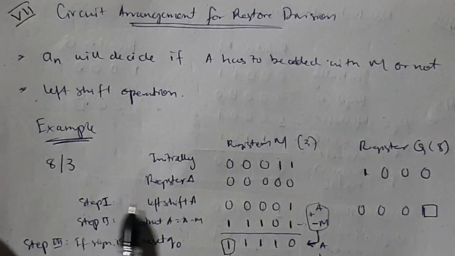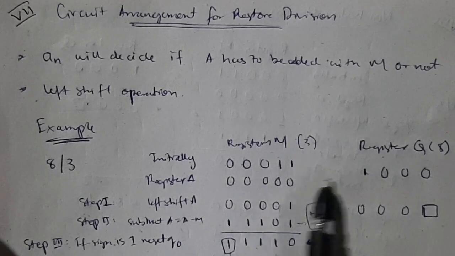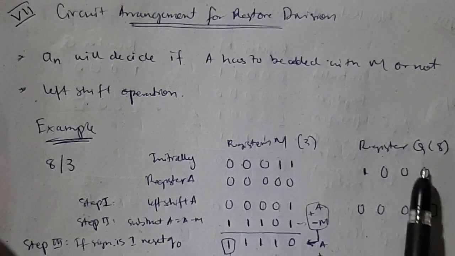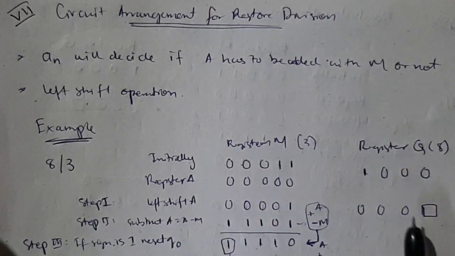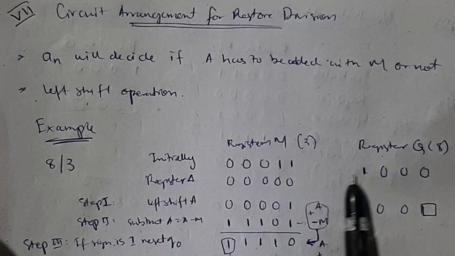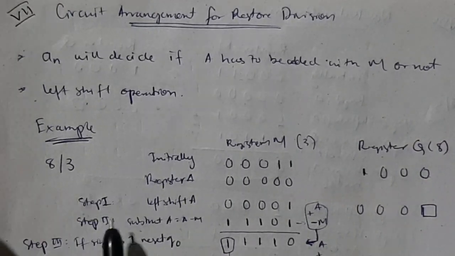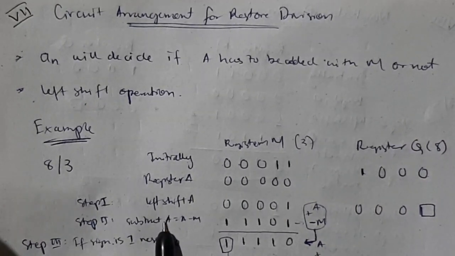Step 1, left shift A. Left shift means these values will come here. Suppose this is 1 0 0. This will move one place to the left. So 0 0 0 will be remaining, and this 1 will come here, and this will be zeros. That is left shift A. That's step 1.